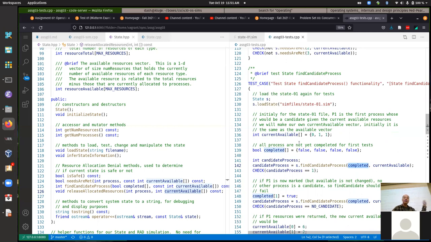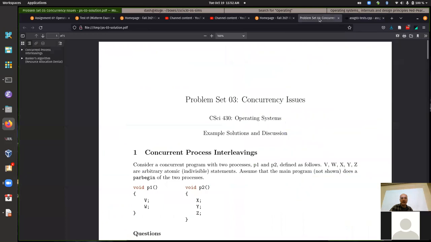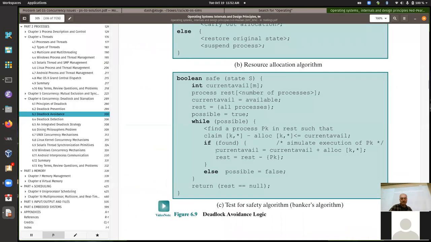Okay, so this keeps track of which processes have run or not. And initially, when we do the full safe algorithm, all processes haven't run. So initially all processes completed is false, right? We're just using an array of Booleans to represent that. That's similar to what our textbook does, actually not quite. If you look closely at the pseudocode in the textbook, it kind of makes more sense to think of this as a list of process identifiers. So it starts off with the rest of the processes. I guess rest means the rest of the ones that haven't been run yet.